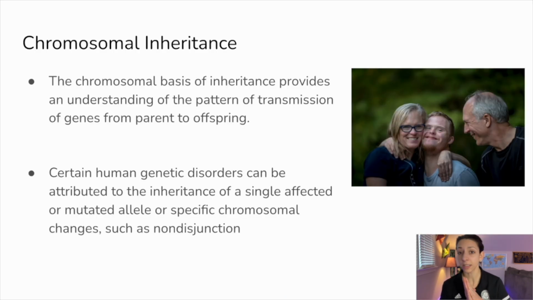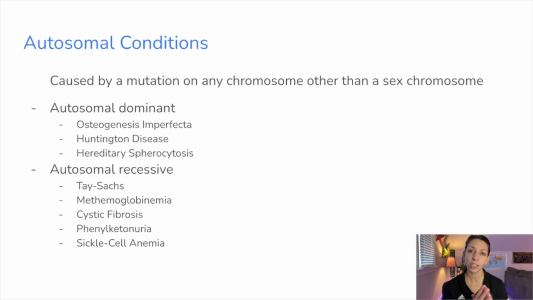We know that some genetic differences in individuals are due to single allele or single gene changes, and others are due to changes in entire chromosomes. A lot of times this happens because of non-disjunction, or when a chromosome doesn't separate properly during meiosis. A lot of genetic disorders we call autosomal because they're occurring on any chromosome that's not a sex chromosome. So all the chromosomes except for sex chromosomes, remember, are autosomes. And so autosomal conditions are caused by mutations on chromosomes that are not sex chromosomes.